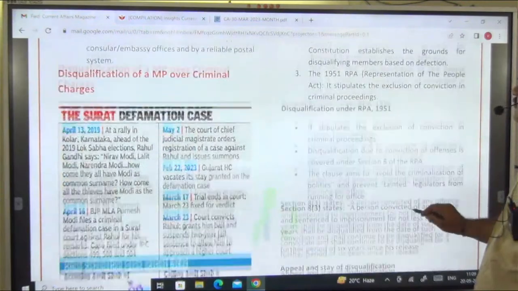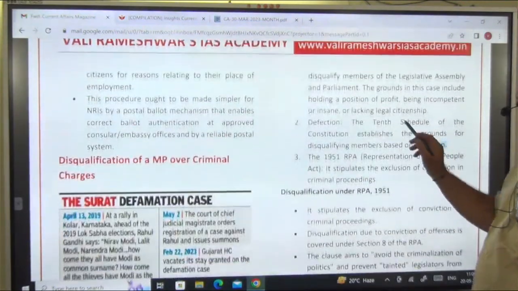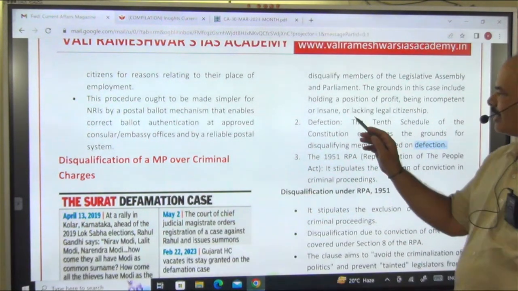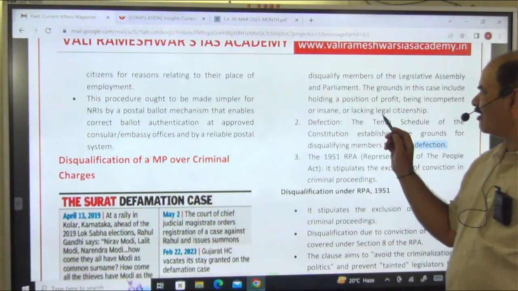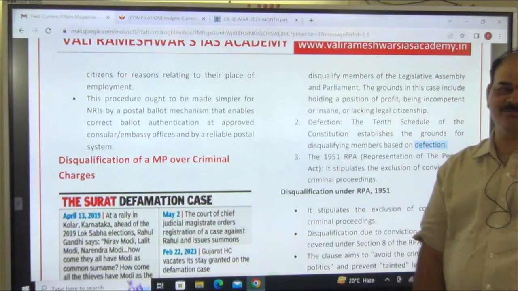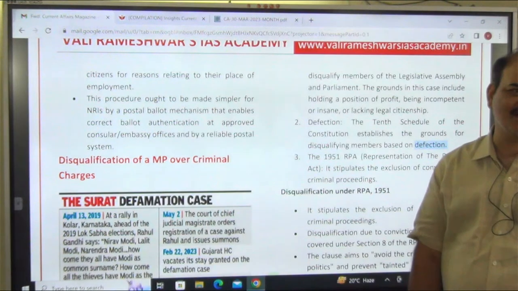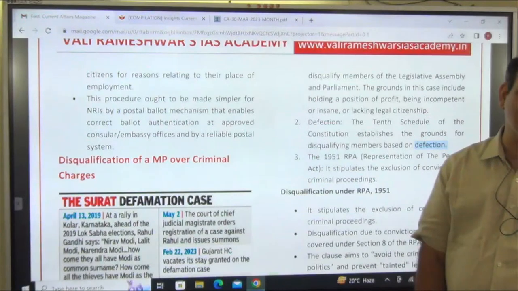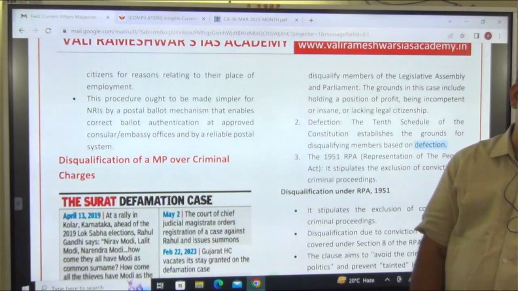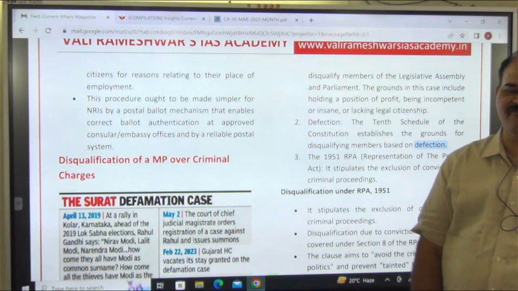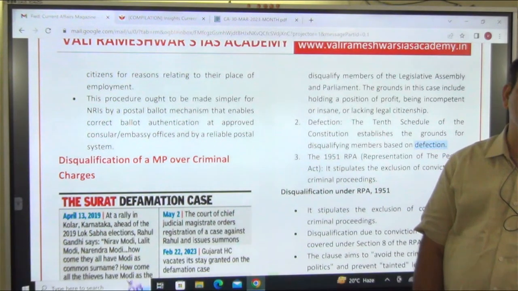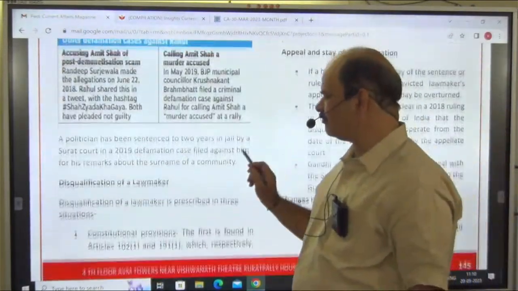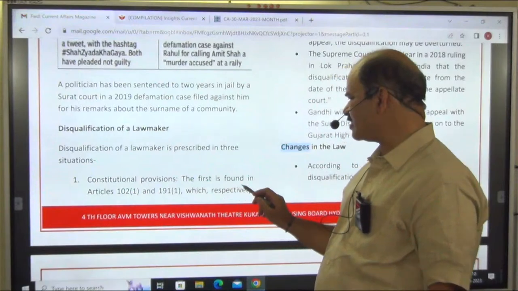The grounds in this case include holding a position of profit, being incompetent or insane, or lacking legal citizenship. It means if I go to another country and take citizenship, automatically it is illegal citizenship. Now in Telangana, Chennamaneni Ramesh is facing such an issue, the MLA from Vemulawada, if I am not wrong. So try to remember this kind of thing. Be specific to address the question papers nowadays.